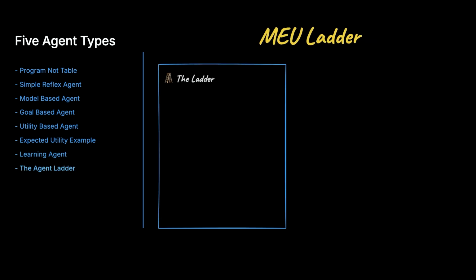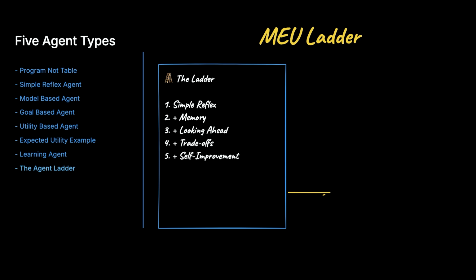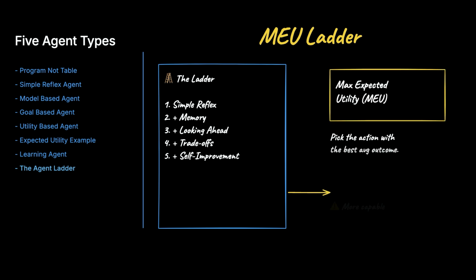These 5 form a ladder where each type contains the previous one and adds exactly 1 new power: memory, then looking ahead, then trade-offs, then self-improvement. The rule guiding utility choice has a name worth knowing: the principle of maximum expected utility, picking the action with the best average outcome. More capable is not always better.